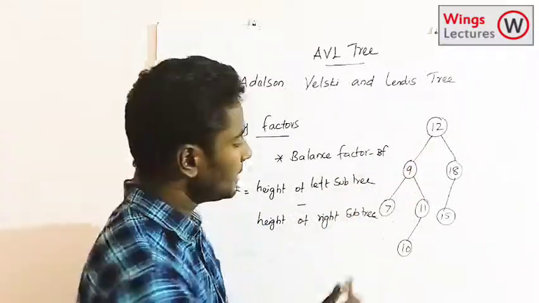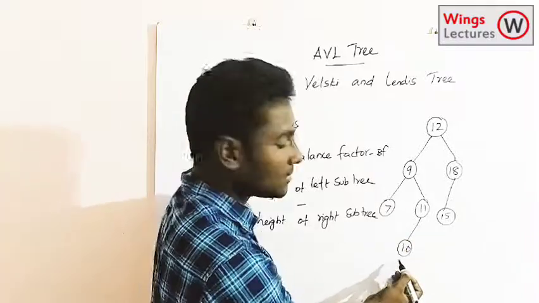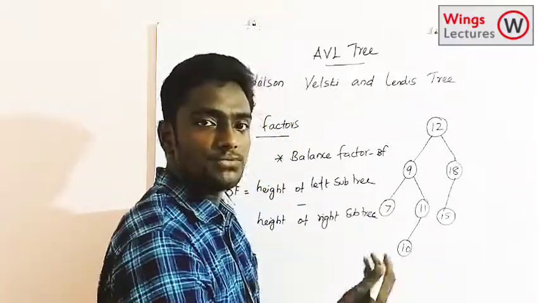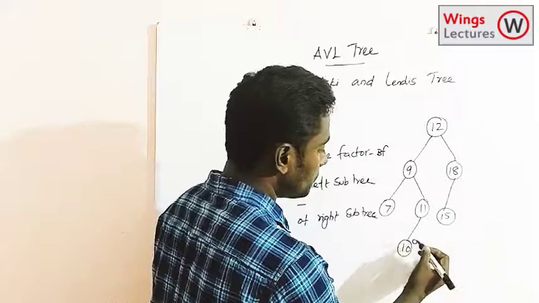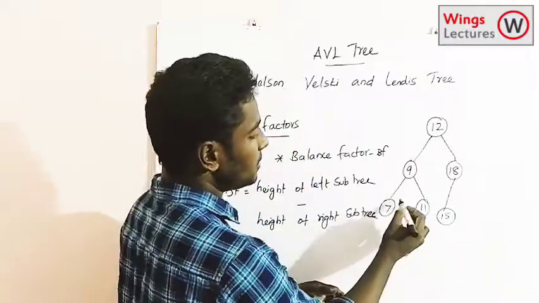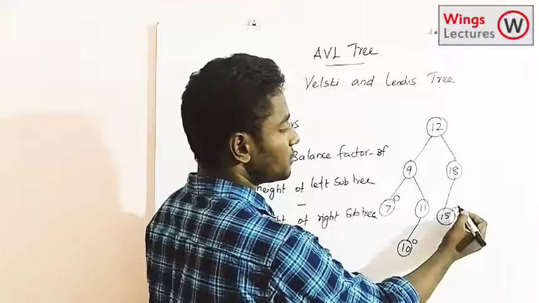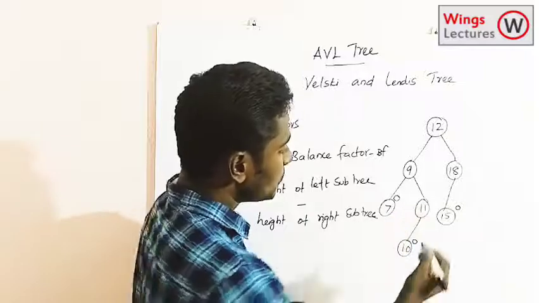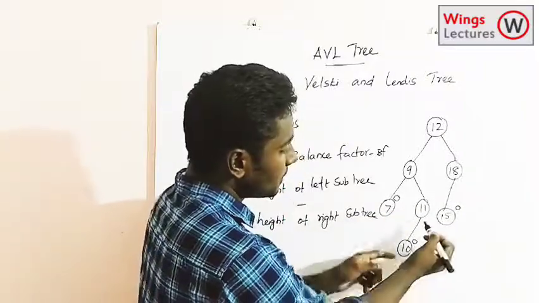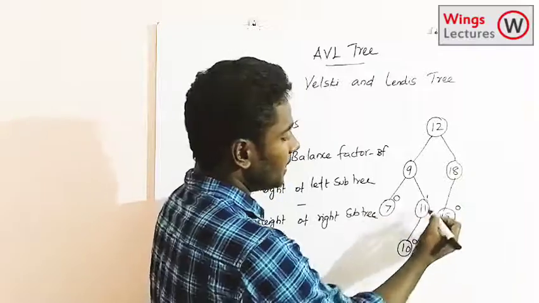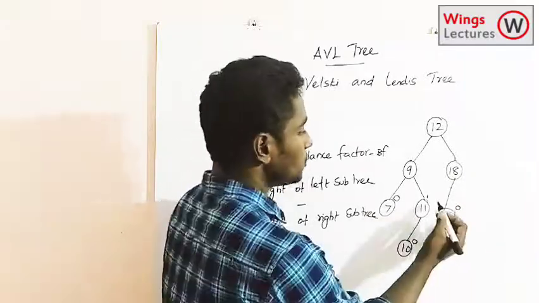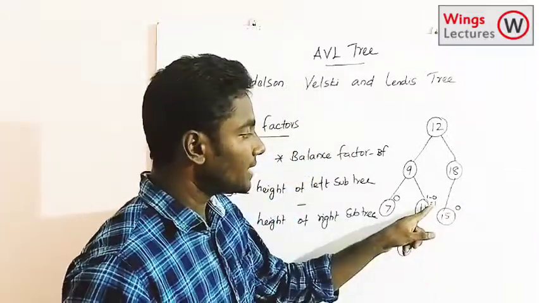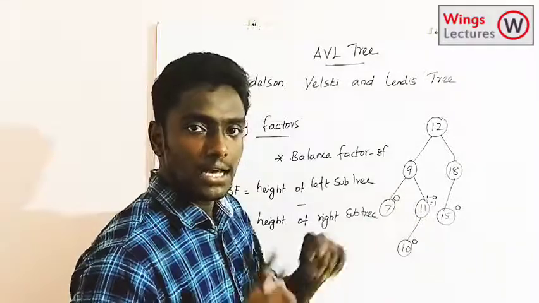Here we'll explain the balance factor with this example. What is the balance factor of 10? It doesn't have any left or right child, it's a leaf node. So the balance factor for a leaf node is always 0. When it comes to 7, it's also 0, and for 15 it's also 0. Now what about 11? The left subtree height is 1 and there is no right subtree, so I keep that as 0. 1 minus 0 is 1. So the balance factor of node 11 is 1.